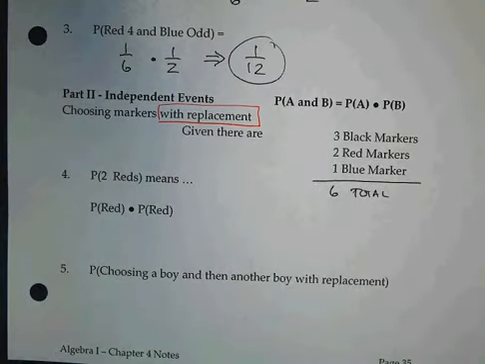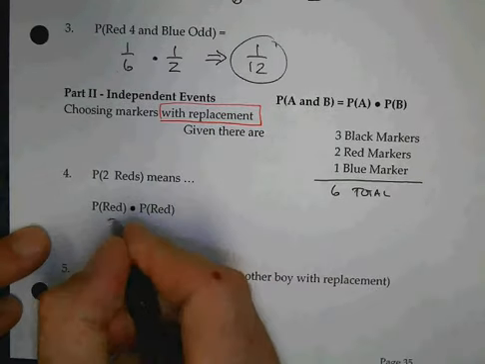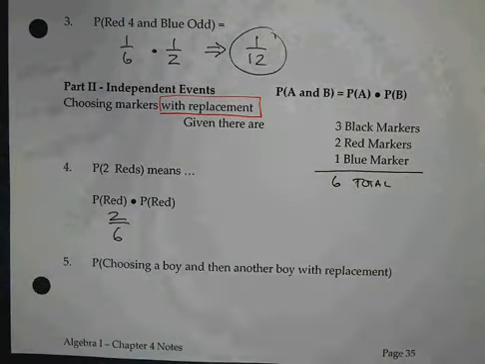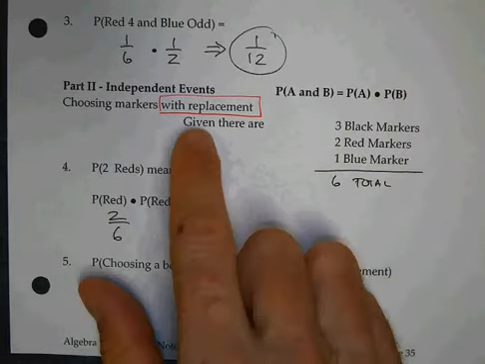So, we come back to our markers. What's the chance that I pull a red out of these markers? 2 out of 6. So, the chance that you pull 1 red is 2 out of 6. So, I pull the red. Now, the fact that they're independent events means we replace the red back in.